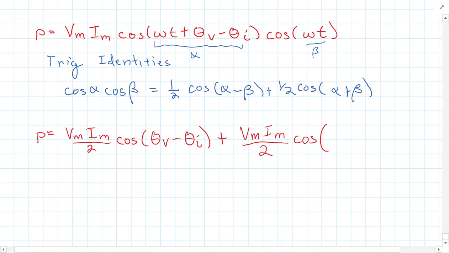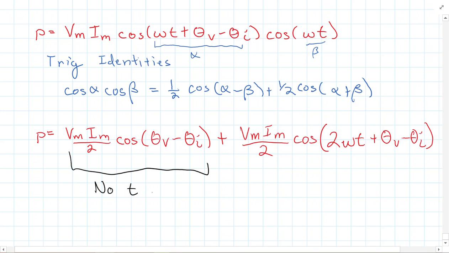Now I'm going to add these two together. Well, if I add them, I had to get omega t plus omega t, so that would be 2 omega t, and then I still have plus theta v minus theta I. So I've made some progress here, and you might say, how have I made some progress? Well, notice here there is no t associated with this.